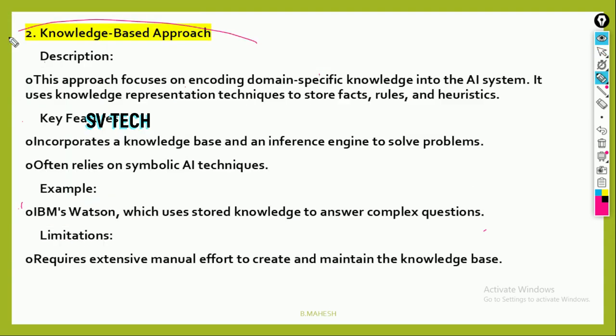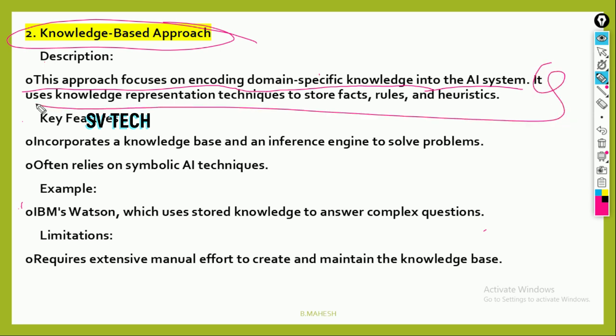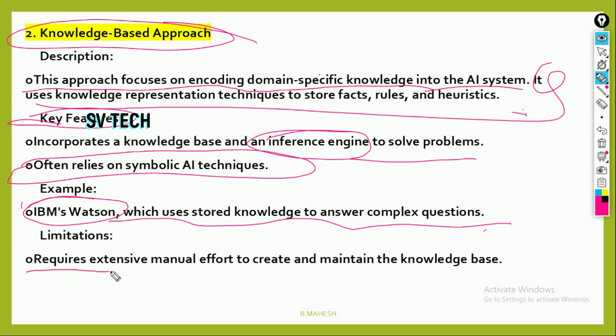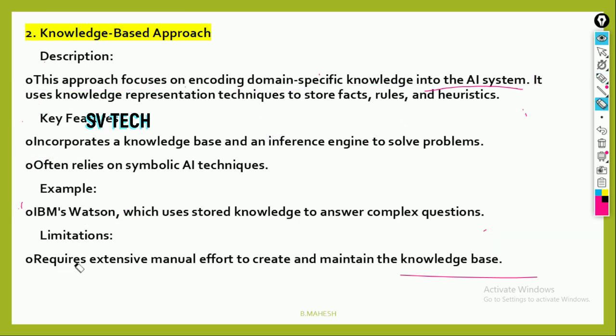The second approach is the knowledge-based approach. This approach focuses on encoding domain-specific knowledge into the AI system. It uses knowledge representation techniques to store facts, rules, and heuristics. The main feature of this approach is that we have an inference engine to solve problems. Often it relies on symbolic AI techniques also. The best example is IBM's Watson, which uses stored knowledge to answer complex questions. The one and only limitation for this approach is that it requires expensive manual effort to create and maintain the knowledge base. First we have to gather the knowledge and give it to the system. Only then can it process and give answers.